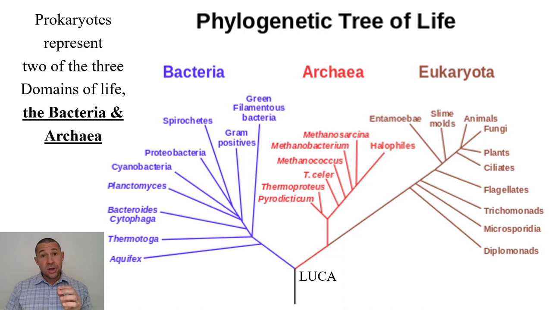Prokaryotes represent the oldest and most widespread life forms on the planet. Two out of three of life's domains consist of prokaryotes. So the eubacteria, EU bacteria, U means true, the true bacteria, like you see on the left in purple, and then the archaea, the extremophiles that you see there in red. So again, the archaea are as genetically distinct from bacteria as they are from us, from the eukaryotes.